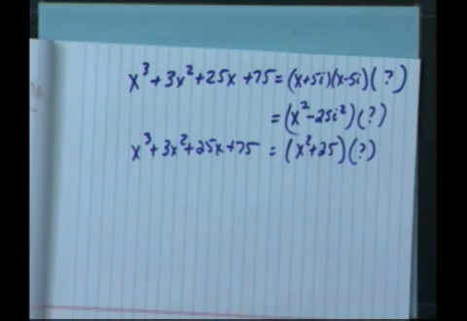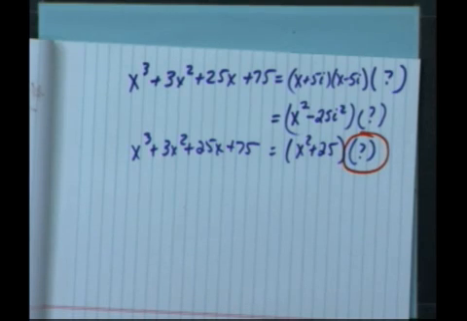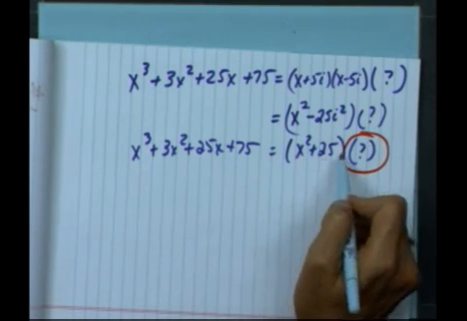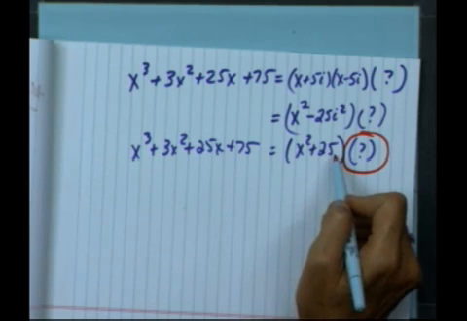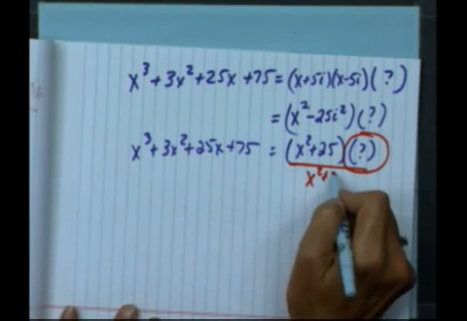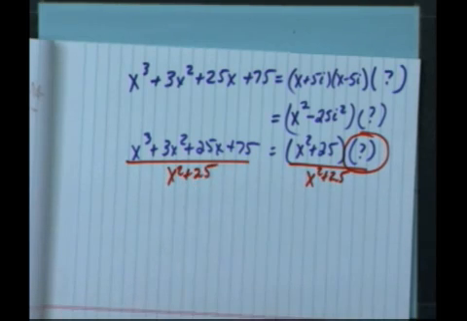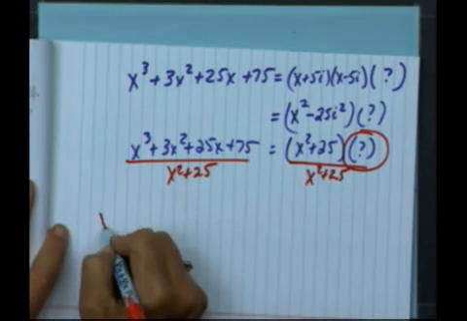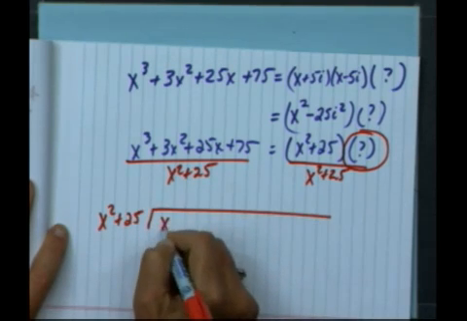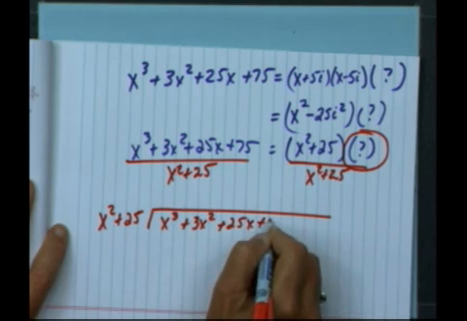All right, pretend this is a little algebra equation. How would you solve for this question mark? Couldn't you do synthetic division? Well, synthetic division is for the divisor x minus r, but maybe long division. Yeah, long would be good. So you're just going to divide both sides by x squared plus 25. Right? And let's go with long division. x squared plus 25 into x cubed plus 3x squared plus 25x plus 75.